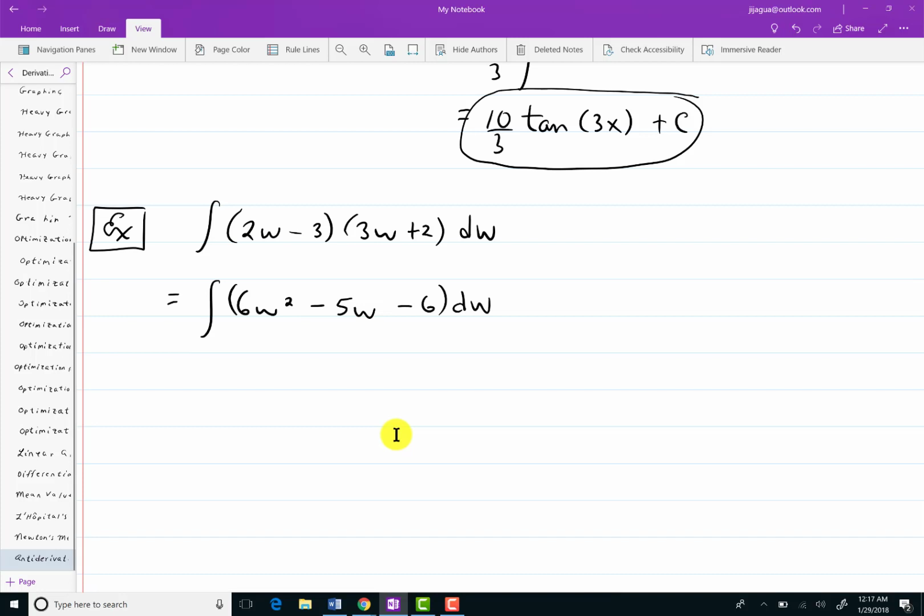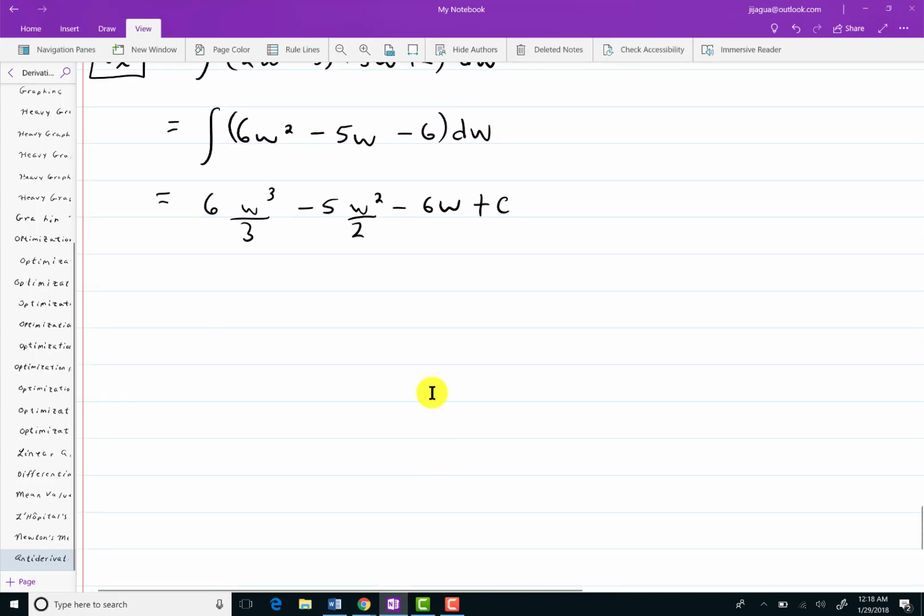dw. And the only reason I picked w was to indicate that the variable is unimportant in this process. Let's see, anyways, w squared is w cubed over 3. W is w squared over 2. And the minus 6 part becomes minus 6w. So that, think of there as being a 1 attached to the 6, I guess. Whatever you got to do. And then, of course, plus c.